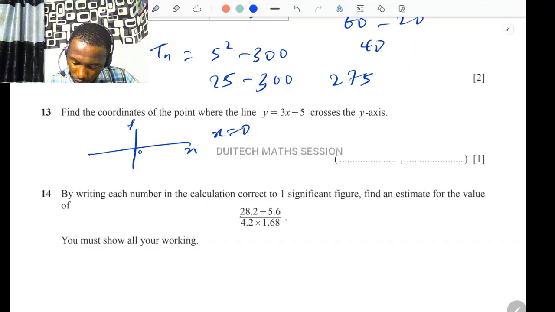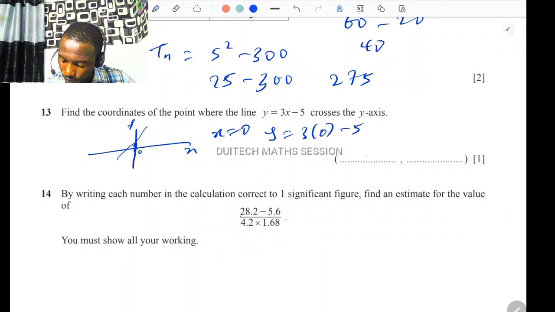We don't know where the line crosses, but wherever it crosses the y-axis, x is 0. So put the value of 0 here. So you have y equals what? 3 in bracket 0 minus 5. That will give us minus 5. So when x is 0, y is minus 5.